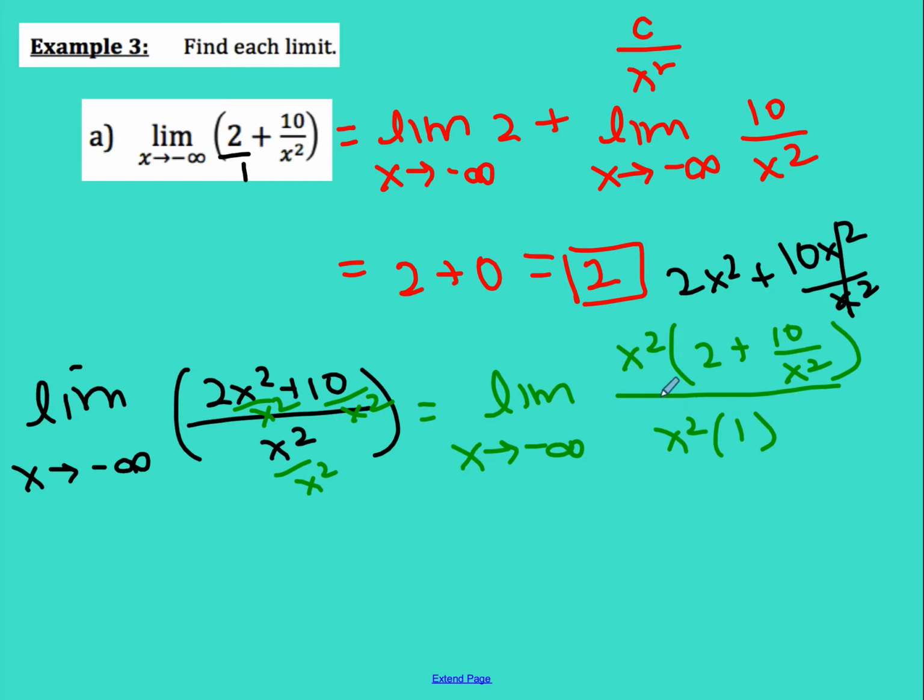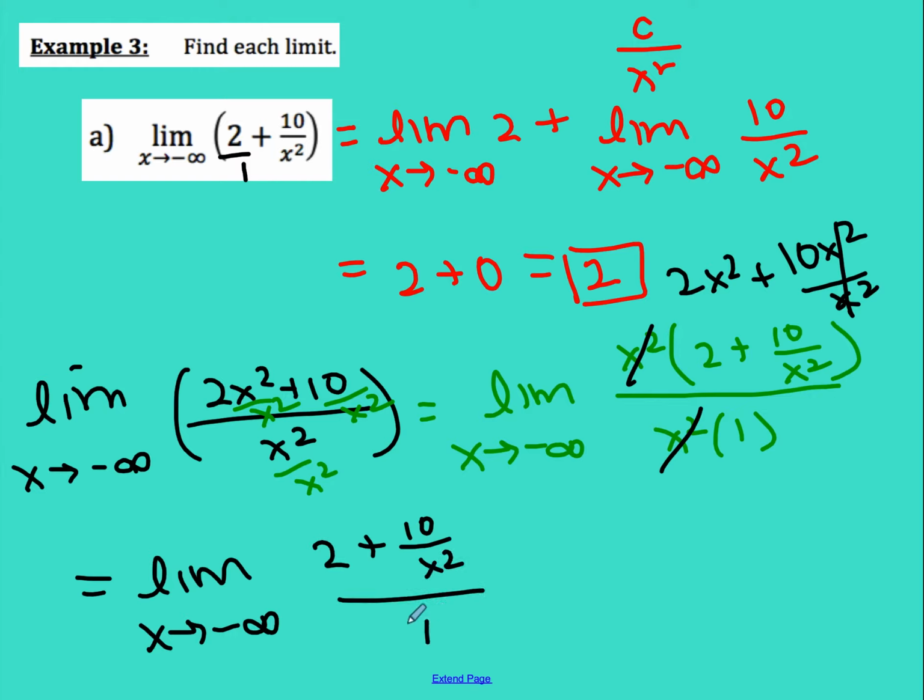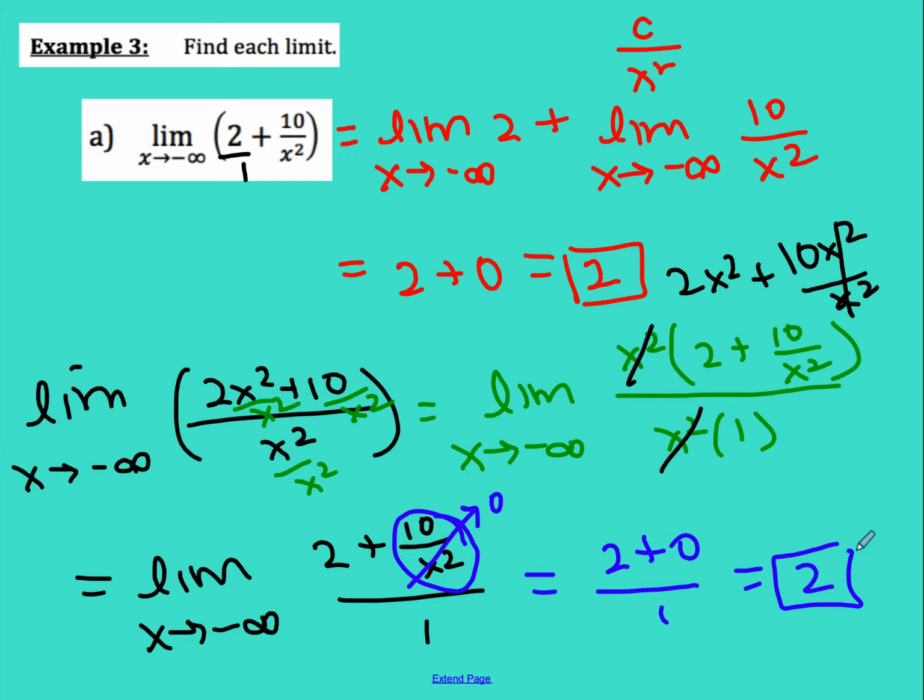Once you show that, you'll notice your x squareds cancel. That's nice. So now what I have is my limit as x approaches negative infinity of 2 plus 10 over x squared, all over 1. From here, I now have this part right here, which is a constant over x to the r. And we know that constants over x to any power approach 0 as you plug in that infinity. Which leaves us with 2 plus 0 over 1, which gives me 2. So there is our first example.